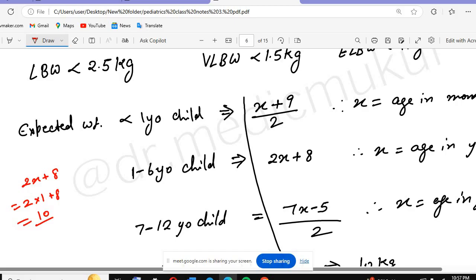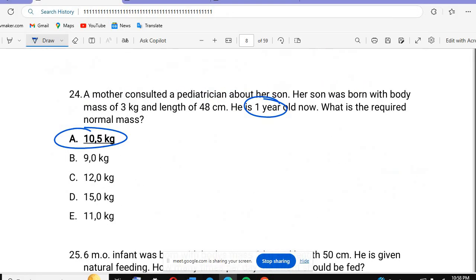And if you want to calculate with x in months, it will be (12 plus 9) by 2. That will be 21 by 2, so it will be 10.5. Okay. So if it is exactly 1 year, then it will be 10.5. But if it is more than 1 year, then we will use the formula for 1 to 6 years. So that's why you have to remember the x plus 9 by 2 formula.